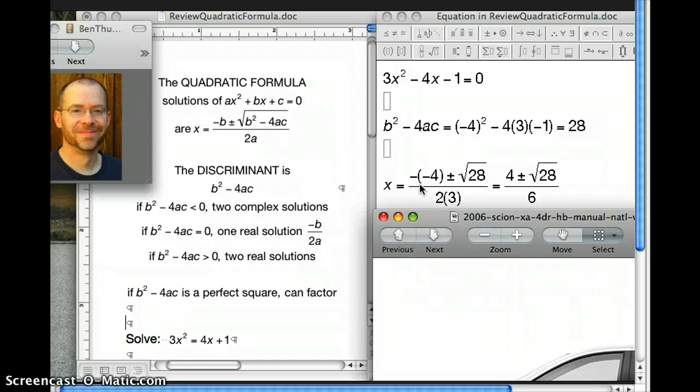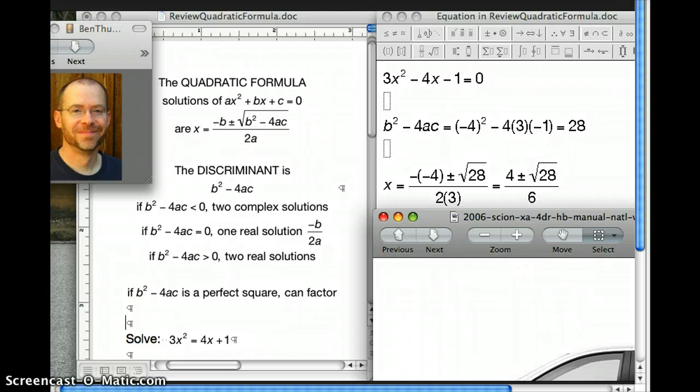So my solutions are going to be the opposite of b plus or minus square root of the discriminant. And cleaning that up a little bit, I get positive 4 plus or minus radical 28 over 6. Now, a very common error is to try to cancel common factors between these two numbers, which is not okay unless I also have a value over here that has a common divisor with these two. So I always want to start by simplifying the radical as much as possible.